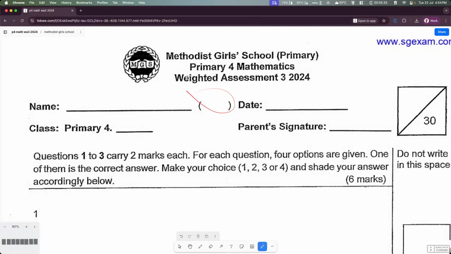In this video, we're going to go through the Methodist Girls' School Primary Mathematics Assessment 3 2024.